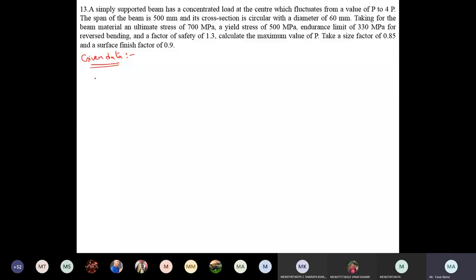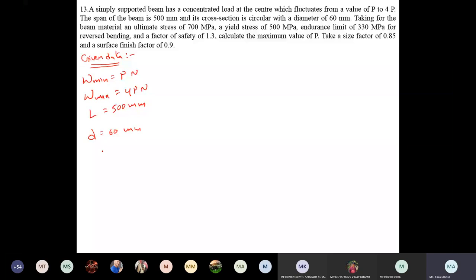Here is the given data. The minimum load is P newtons, the maximum load is 4P newtons, and the length of the beam is 500 mm. It has a circular cross section with diameter D as 60 mm.